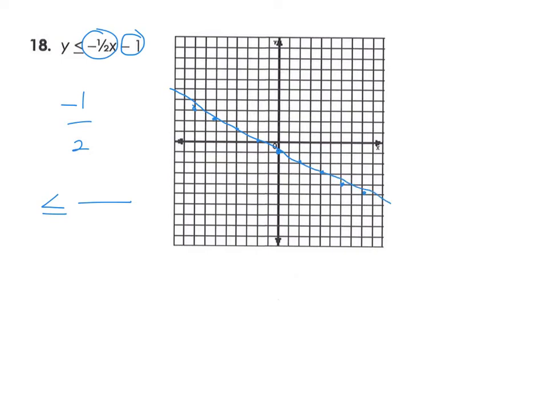Now I'm going to test which side. But because 0, 0 cuts so close, I'm going to pick 3, 3. So I'm testing the location 3, 3 to see if it's going to be true or false. So my y value is 3. I get 3 is less than or equal to negative 1/2 of 3. Well, half of 3 is 1.5. So the negative of half of 3 is negative 1.5, minus 1. So I get 3 is less than or equal to negative 2.5. So is 3 less than negative 2.5? This is my false side. So if this is the false side, the other side is the true side. And so I'm going to shade the true side.